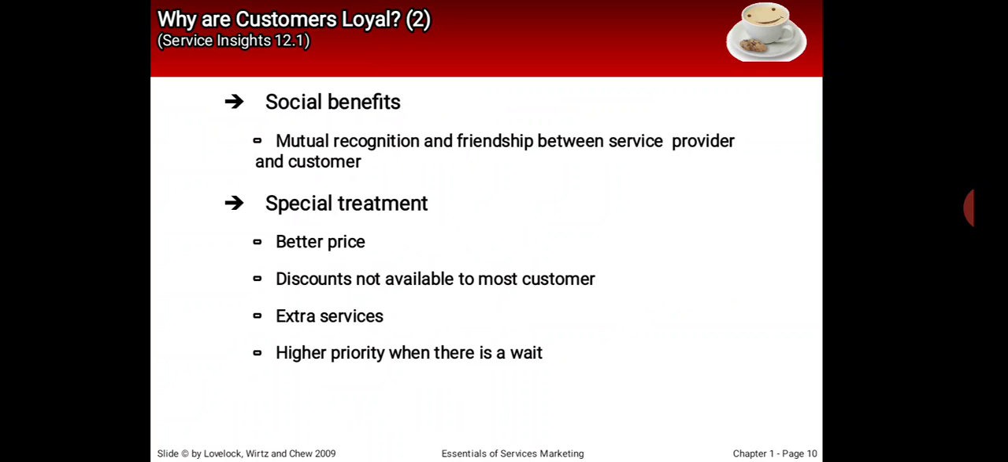If you are providing extra services to your customer, or giving higher priority when there is huge demand or a waiting line, then in those cases customers are being loyal to you.